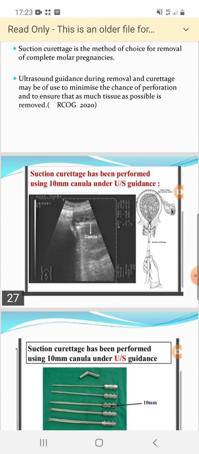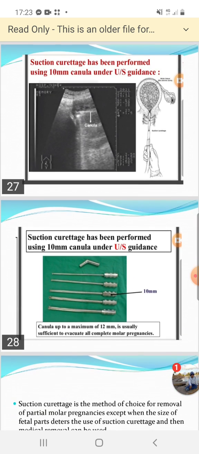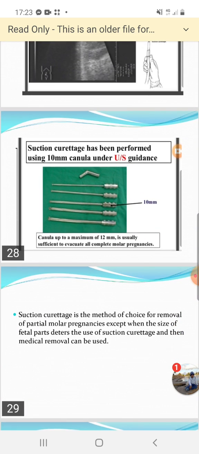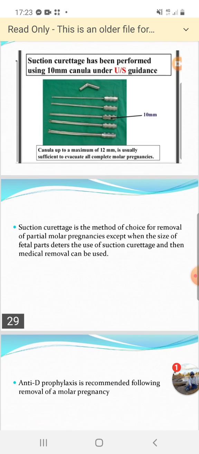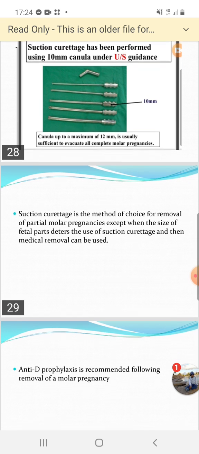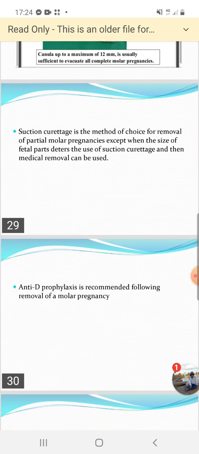And you can see the suction cannula here. Okay, so suction curettage has been performed using a 10 millimeter cannula. These are the suction cannulas we can use. There is disposable and metallic. A cannula up to a maximum of 12 millimeters is usually sufficient to evacuate all complete molar pregnancies.